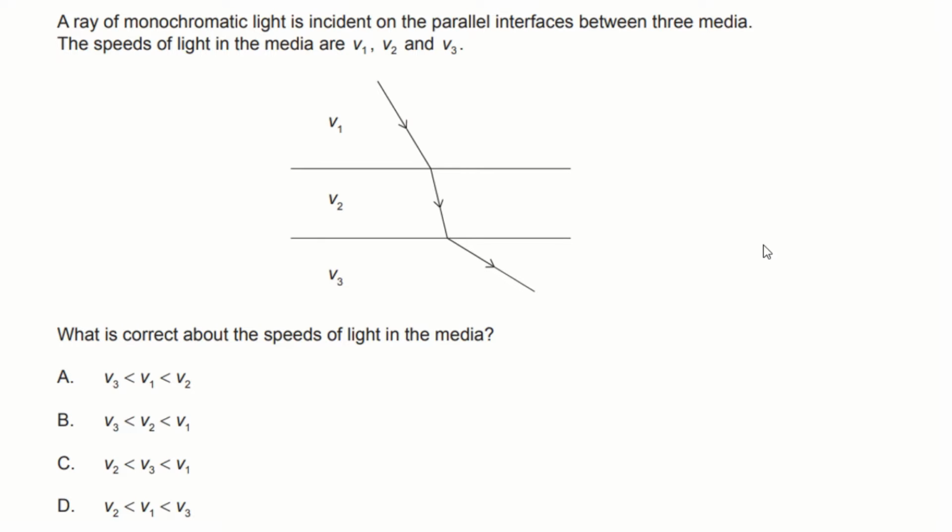Okay, here we have a question which is all about interfaces and different media, and we are looking at the speeds of light in each of those. Have a go, and then we'll see if our answers agree.